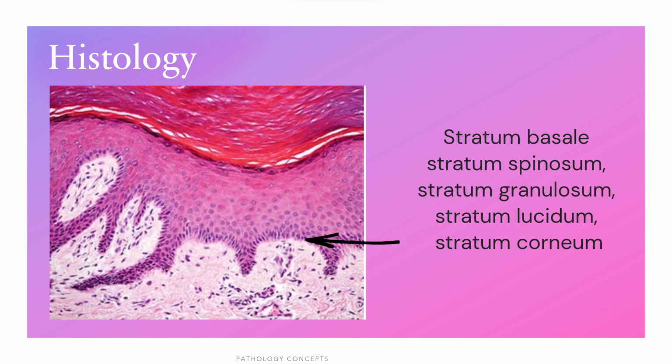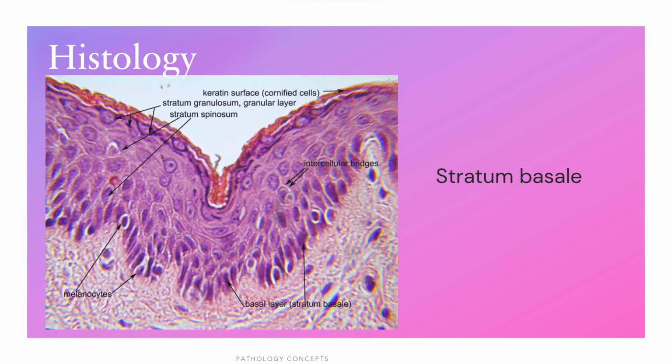First is stratum basale, the deepest portion of the epidermis. Second is stratum spinosum. Third is stratum granulosum. Fourth is stratum lucidum. And the last is stratum corneum.